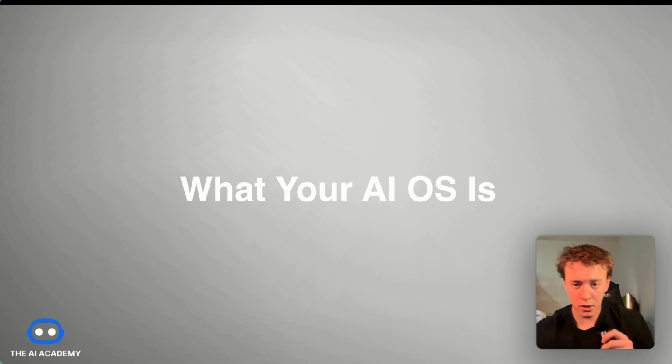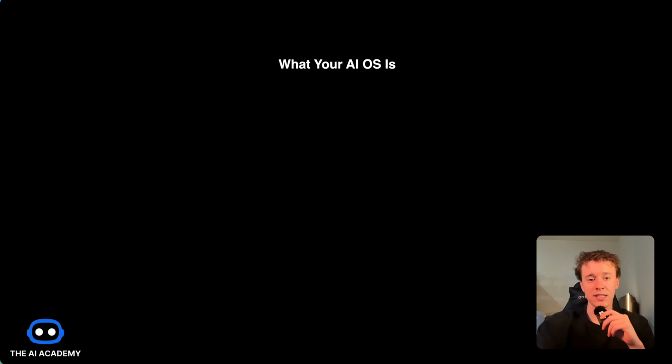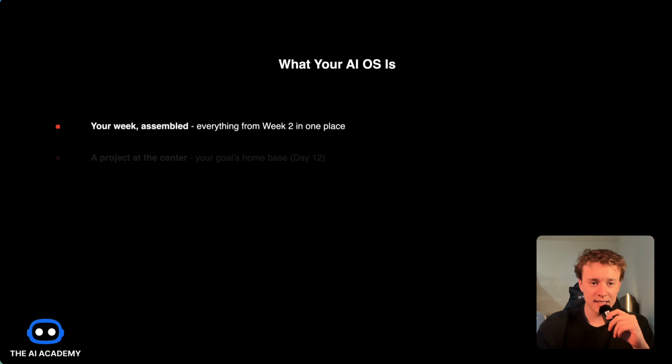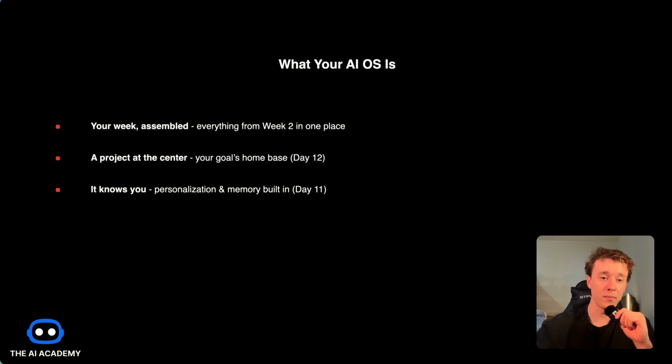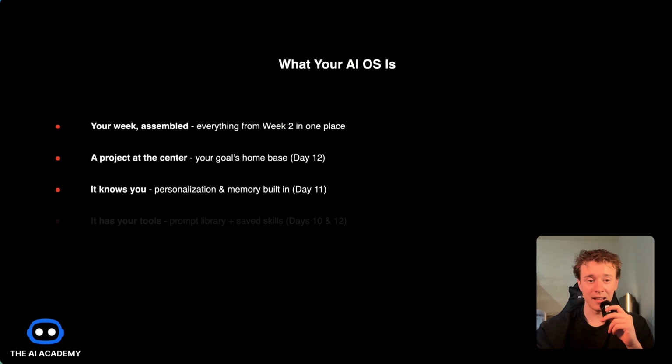Amazing. All right, so let's talk about what your AI OS actually is. This is your week, everything we've done throughout all of week 2, assembled, everything from week 2 now in one place. And it has a project at the center, right? So your goals, home base, we talked about this in day 12. You should have already made your project in the LLM that you want to use for this. And the key thing about this is that it knows you. It knows your personality. It's been personalized in the memory we built in day 11.